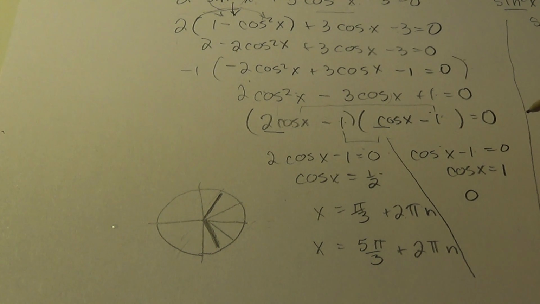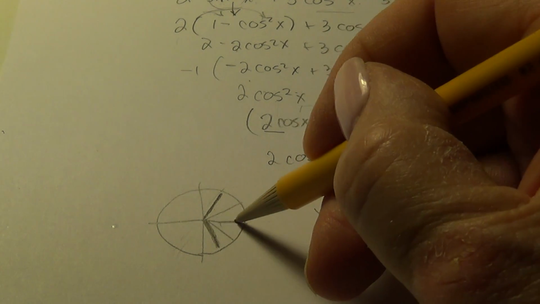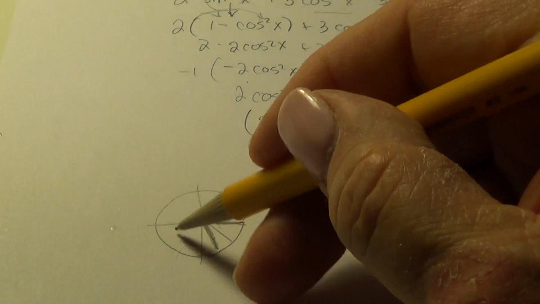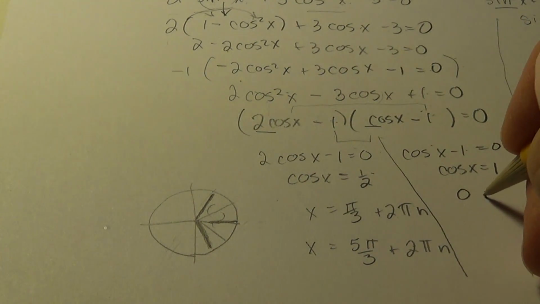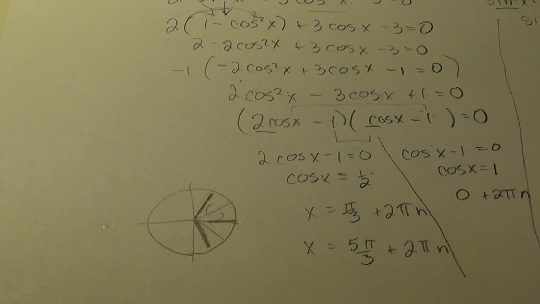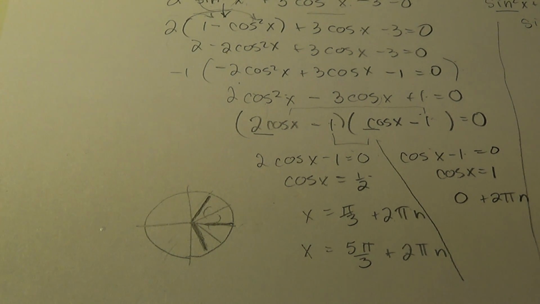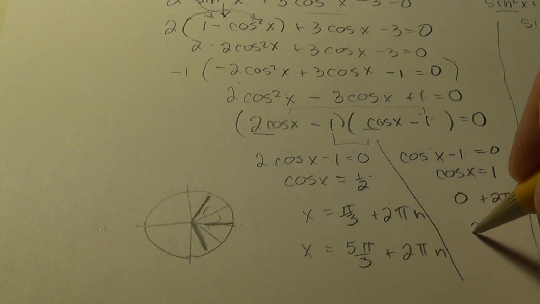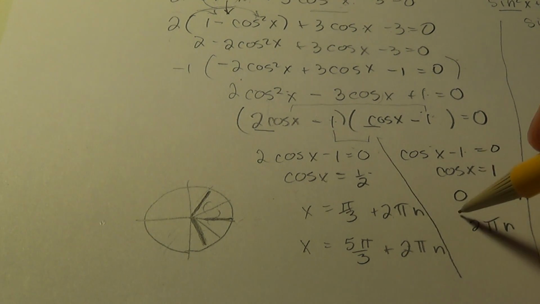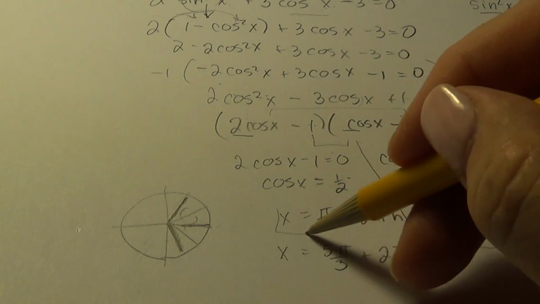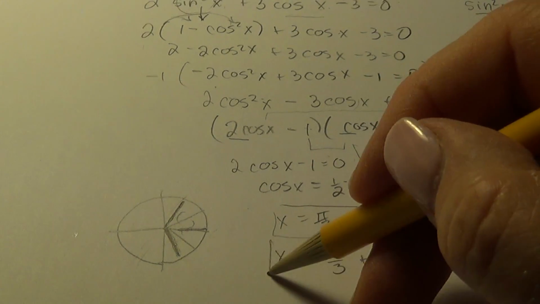radians, and that would be right here, and we can go around and around and add 2 pi n. But 0 plus 2 pi n looks a little awkward, so I'm just going to call it 2 pi n. And those are the complete answers for this trig equation.